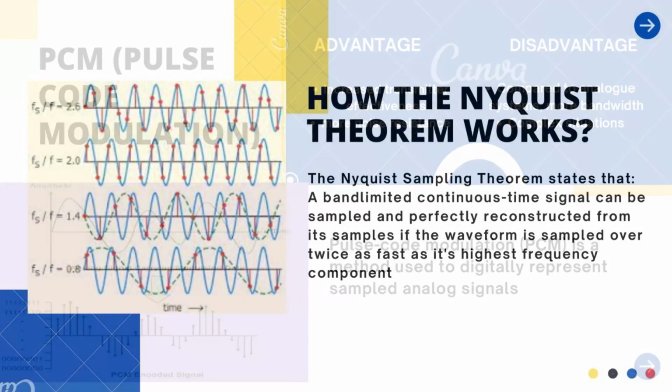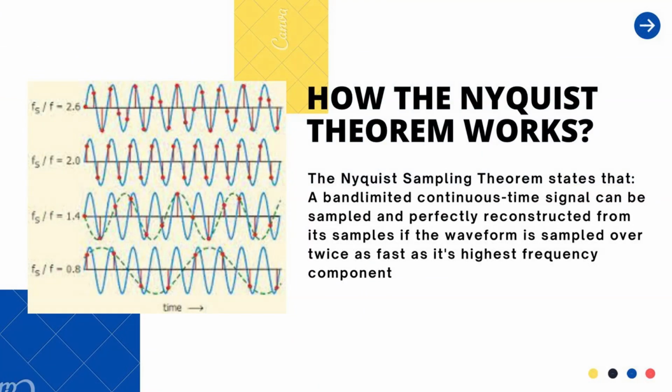For the last part is the Nyquist theorem. So the Nyquist sampling theorem states that a band-limited continuous time signal can be sampled and perfectly reconstructed from its samples if the waveform is sampled over twice as fast as its highest frequency component. You guys can see the figure in the slide for the example of the Nyquist theorem.